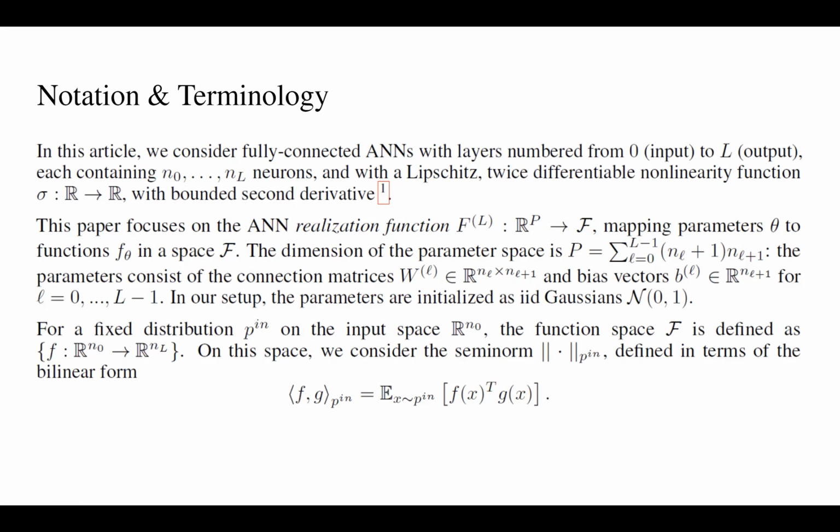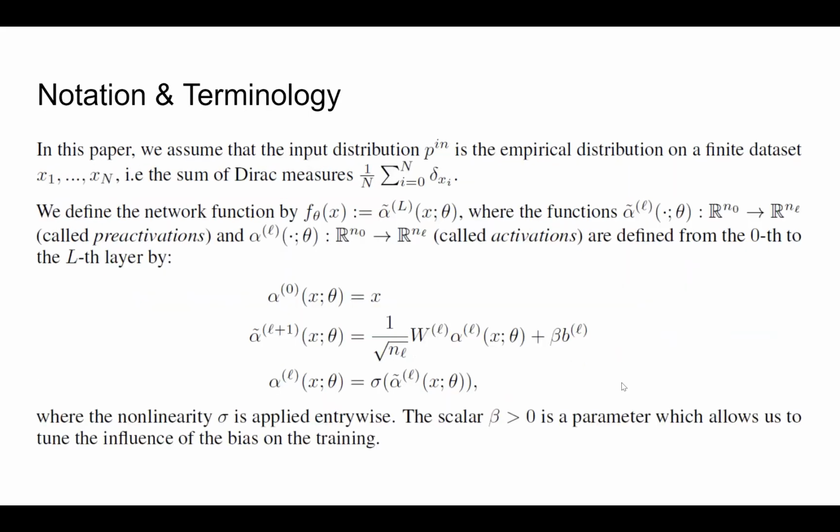And on this space, we consider the semi-norm defined as this here in terms of the bilinear form. So you just plug in two f's here, and you will obtain the semi-norm with respect to the distribution P^in. In this paper, the input distribution P^in is just the empirical distribution. So the data set is finite, and the sum of the Dirac measures makes the input distribution.